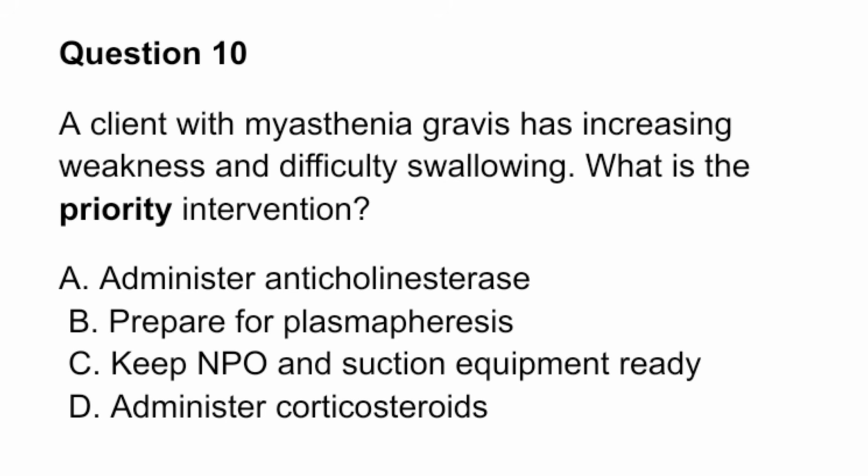Question 10. A client with myasthenia gravis has increasing weakness and difficulty swallowing. What is the priority intervention? A. Administer anticholinesterase. B. Prepare for plasmapheresis. C. Keep NPO and suction equipment ready.